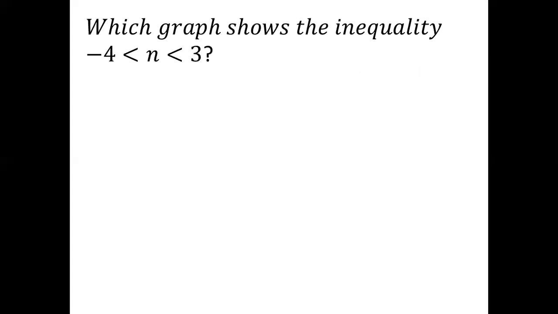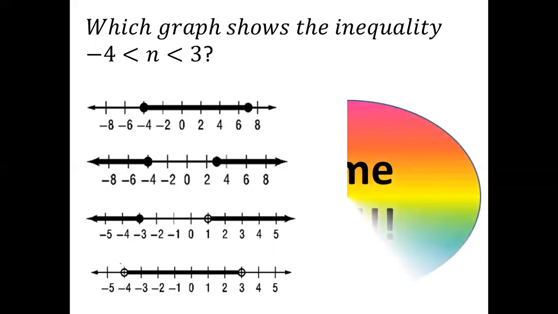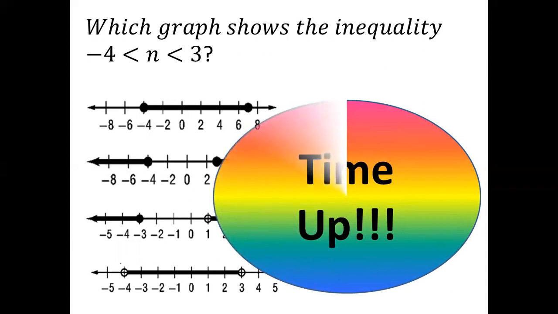So let's move on to the next question. Which graph shows the inequality -4 less than n less than 3? The options are given here. These are the 4 options given for you. Let me start the timer for you. Your time starts now. You've got 10 seconds more. 5, 1, and your time is up.